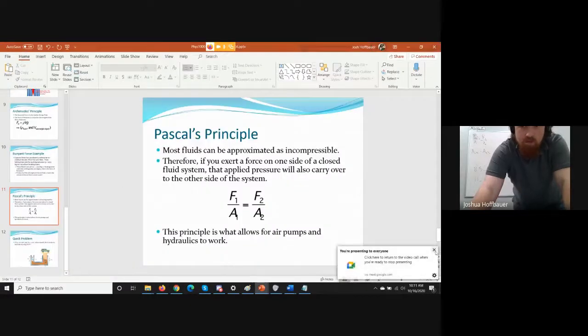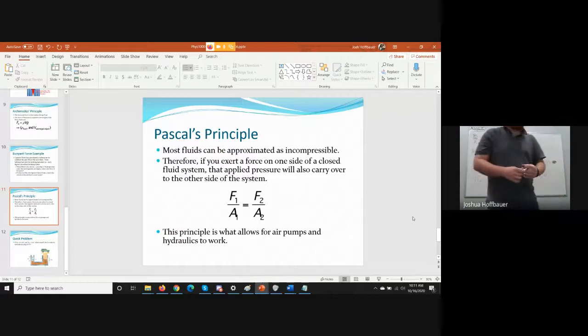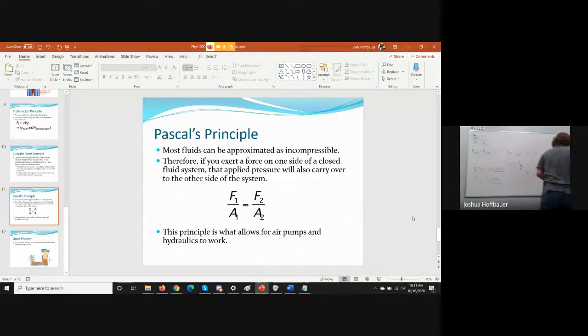So, if you open up your Chapter 5 notes and turn your attention to slide 11, we're going to be looking at something called Pascal's principle. Everything we're talking about today has to do with flow. And so this specifically has to do with liquid flowing from one end of a sealed container to the other.